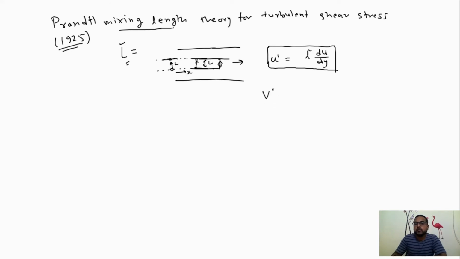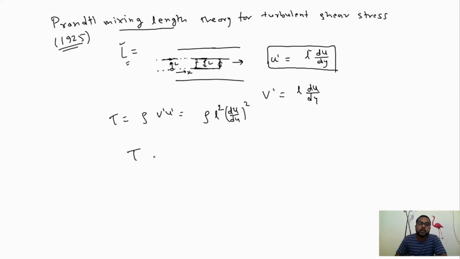And for v dash, what will be the value? Prandtl assumed that the fluctuation components in x direction and in y direction remain the same in magnitude. So that is also equal to L du by dy. So the shear stress, tau equal to rho times v dash u dash, is equal to rho times L square into (du upon dy) to the power 2.